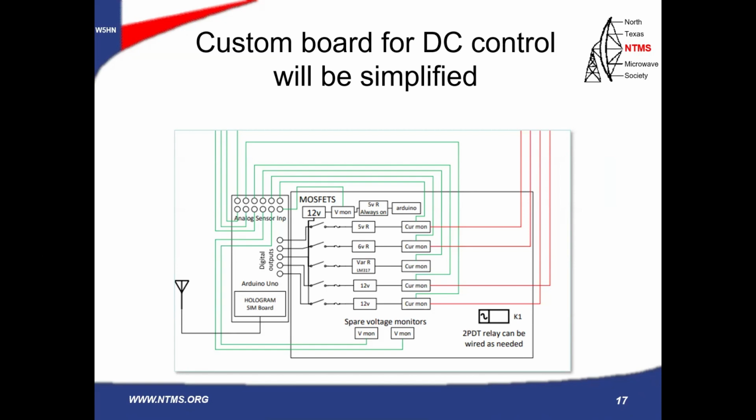This is the DC to DC control board. This is a custom printed circuit board. I will have to make some modifications to this, but it's going to just sit on the shield over the RF0.